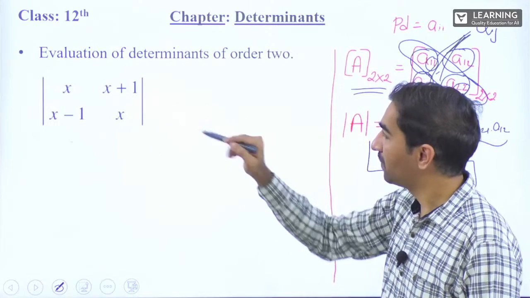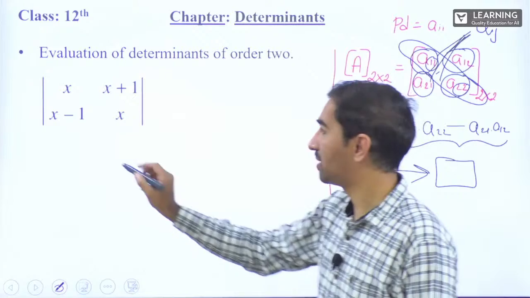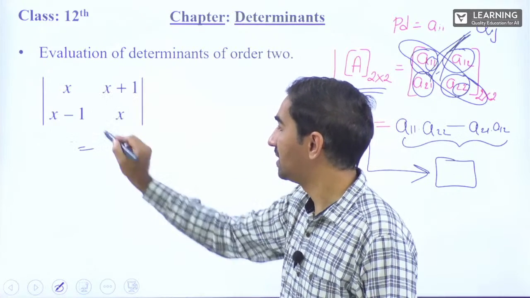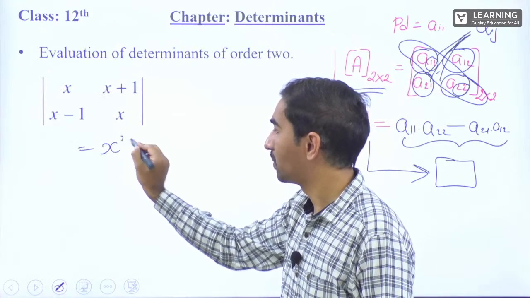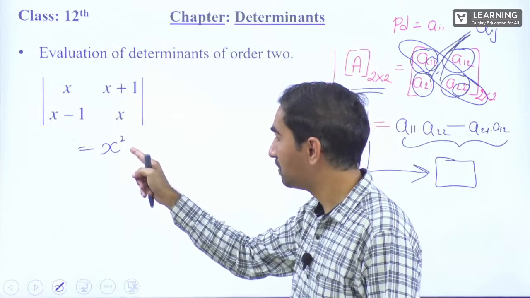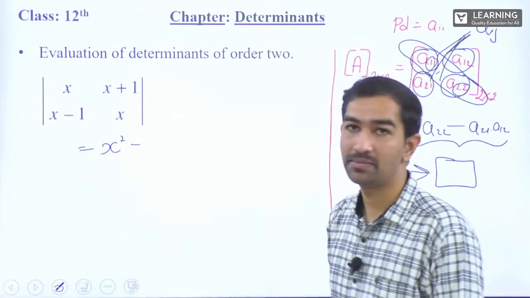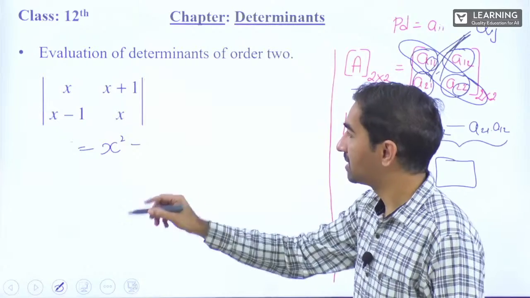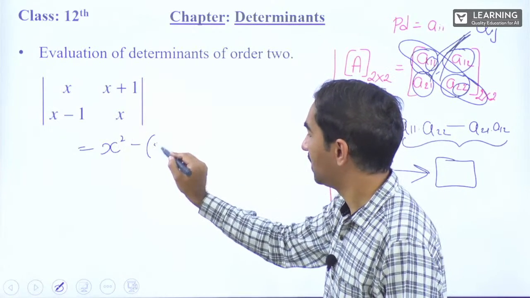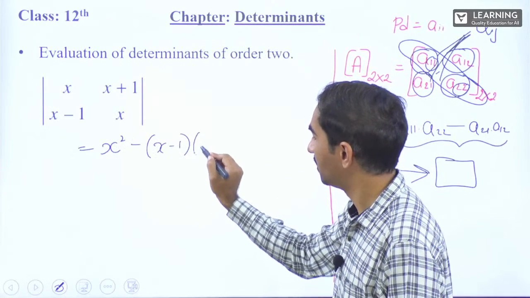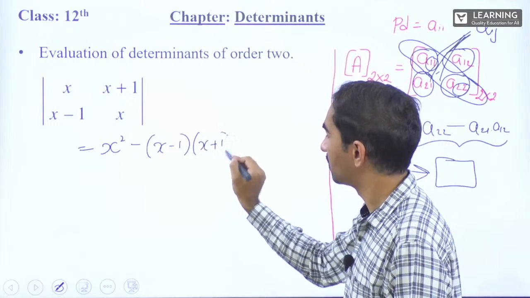So principal diagonal we have to multiply first. So that would be equal to how much, students? X into x is nothing but x square. What is the sign in between them? Minus. Okay. Multiply the next diagonal. So that is, it will be x minus 1 into x plus 1.